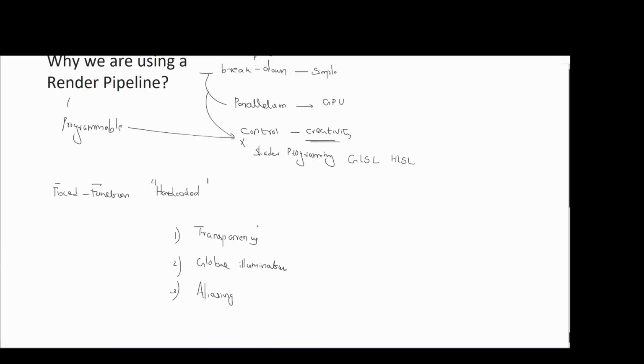Another one is global illumination. Here the fragment shader calculates the pixel's color based on the lights that directly hit it. It doesn't care about the light which bounces off from one object onto another, or indirect lighting. It doesn't care about indirect lighting, or we can say global illumination.